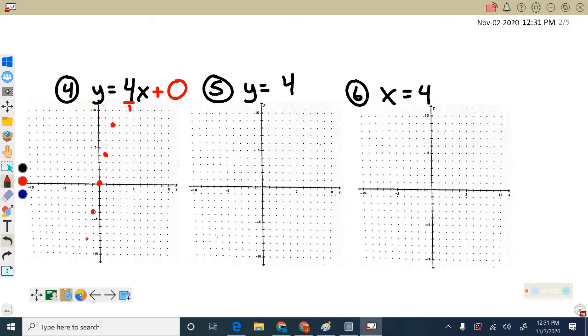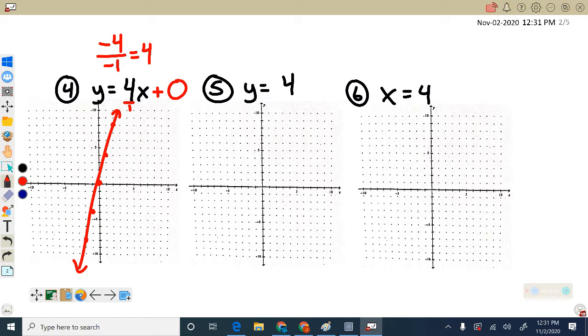When I say down 4 to the left 1, the reason I can do that is, if I go down 4, that's negative, and to the left 1, negative 4 divided by negative 1 is positive 4. So I can go up and to the right, or down and to the left. Both ways work, and you should go a couple of points in each direction.